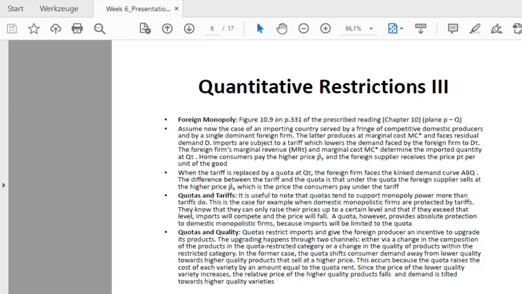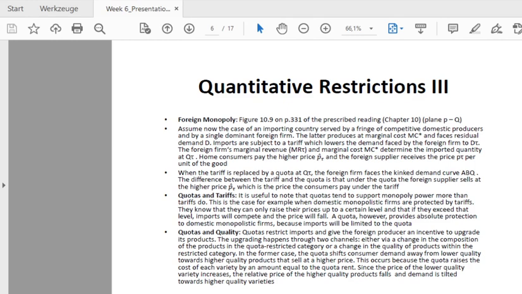Now assume that we have the case of an importing country served by a fringe of competitive domestic producers and also by a single dominant foreign firm. You can see this in figure 10.9 on page 331 of the prescribed reading. This foreign firm produces at marginal cost MC star and faces residual demand D. Imports are subject to a tariff, which lowers the demand faced by the foreign firm to D tau at the quantity Q tau. Home consumers pay the higher price P hat tau, and the foreign supplier receives the price P tau per unit of the good.